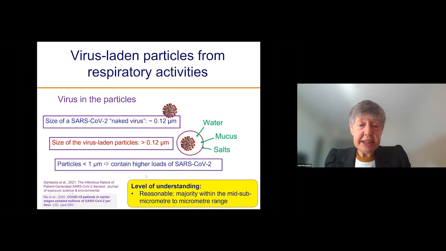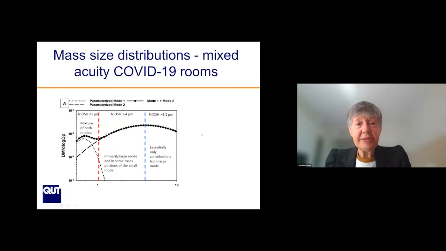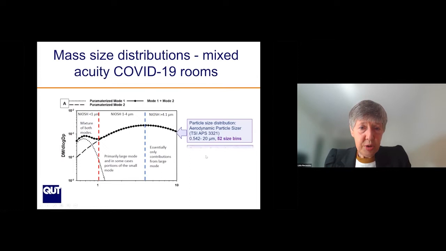So the reasonable majority is in the submicrometer to early micrometer range. Now, this is also along these lines in terms of where the virus is, obtained from a very different type of study: measurements of mass size distribution in hospital rooms. This was done with two types of instruments. First, an aerodynamic particle sizer, similar to what we used, which gave the researchers the size distribution, but they also used a NIOSH sampler for biological sampling.